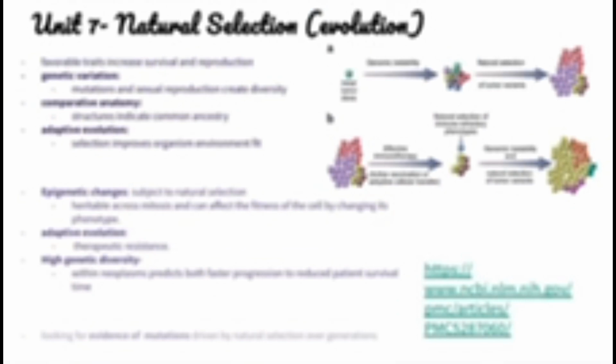So now is Unit 7, which is Natural Selection and Evolution. General knowledge about this unit is that favorable traits increase survival and reproduction. There's genetic variation, where mutations and sexual reproduction create diversity. There's comparative anatomy, where structures indicate common ancestry. There's also adaptive evolution, where selection improves the organism's fit to its environment.